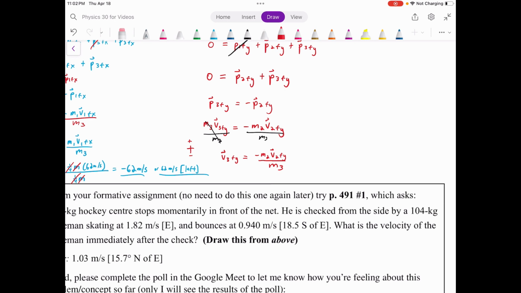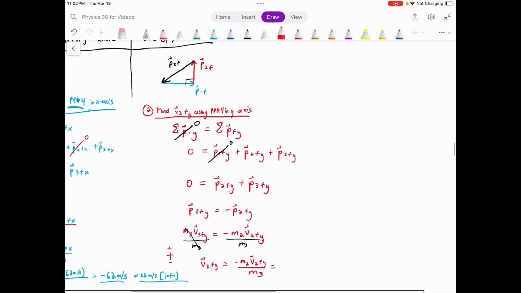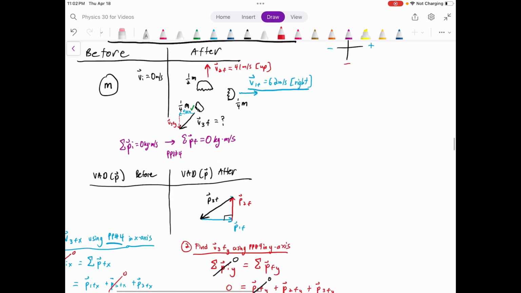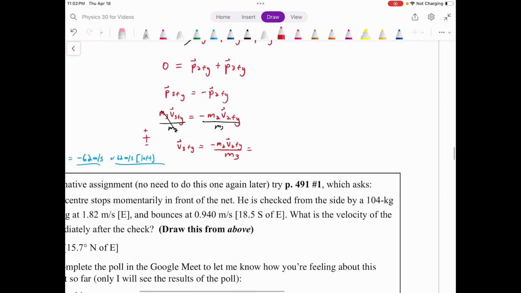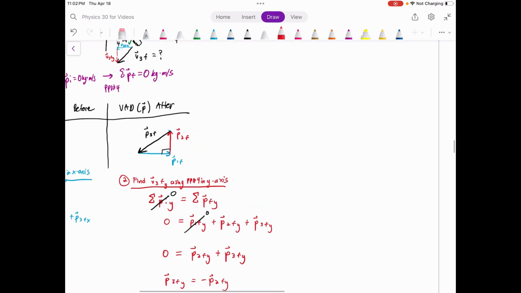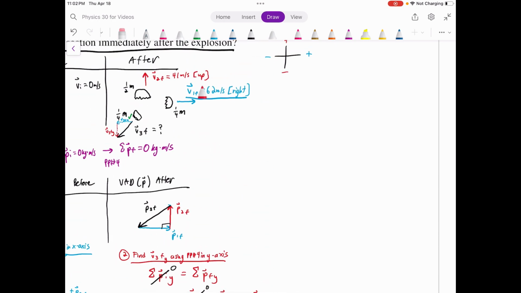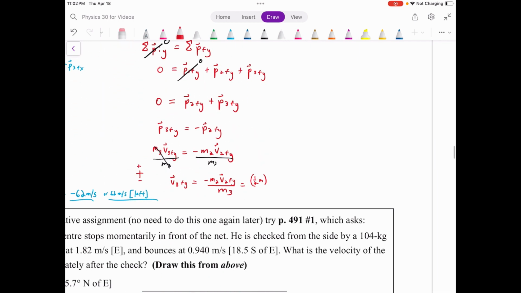So plugging in here, we get negative mass 2. So mass 2 was 1/2 of the total mass, times its final y velocity, but that's just all of it because it was straight up, right? So this is entirely in the y-axis, so positive 41 meters per second because upwards. Whoops, I forgot the negative that was part of this equation.